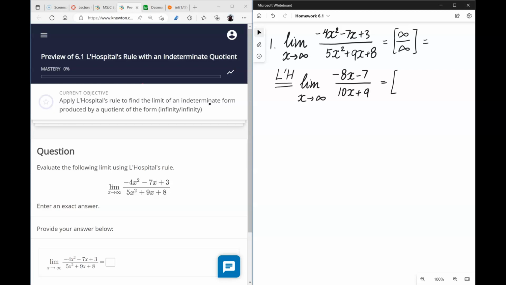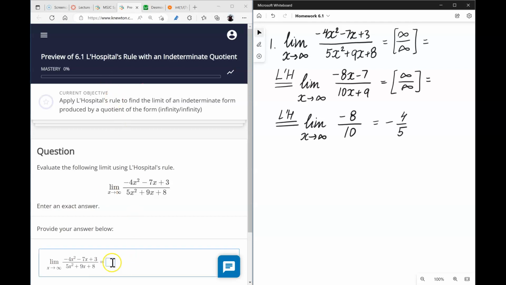Once you find your new limit, you start from scratch. So here we still have polynomials, and polynomials evaluated at infinity are always infinity, so we can use L'Hopital's rule again. And according to L'Hopital's rule, we simply take the derivative of the numerator and the denominator. And now that we have just numbers, we're ready to write the answer. The answer is negative 4/5.